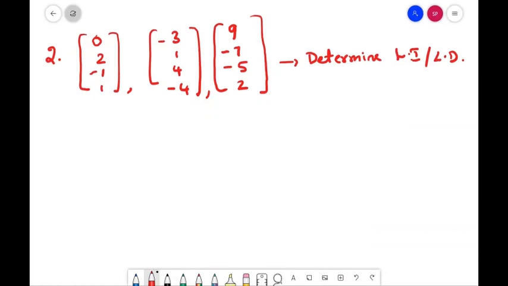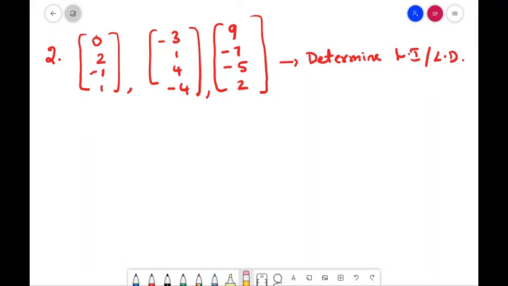Now let us see this problem. You are given three vectors 0, 2, minus 1, 1; minus 3, 1, 4, minus 4; and 9, minus 7, minus 5, 2. Determine whether these are linearly independent or linearly dependent. If you observe here, you have three vectors with 4 rows. That means you will get a 4 by 3 matrix, so it is not a square matrix. That means you cannot find the determinant and you cannot use method 1 for this. Then we have to go for method 2 only, that is using the augmented matrix.